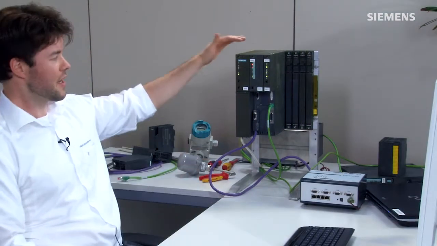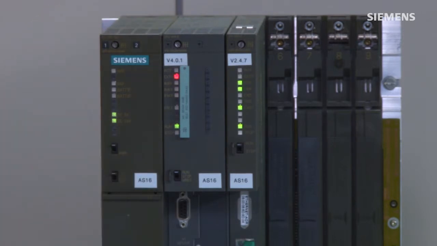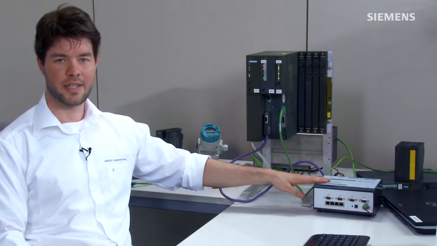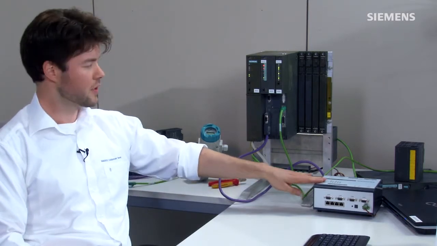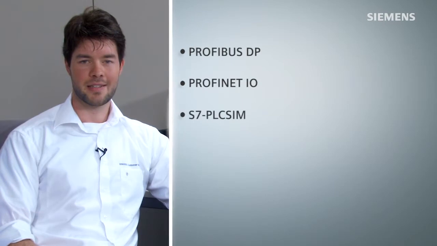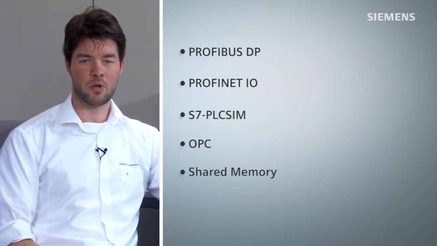and risks. For testing my automation software, I use a real hardware controller, a so-called hardware-in-the-loop solution. To connect to my real controller, I use an interface module, which enables coupling to the Profibus DP interface. CIMIT also provides additional coupling options, such as Profinet I/O, PLC SIM in order to be able to test without available hardware, as well as OPC and shared memory interfaces.